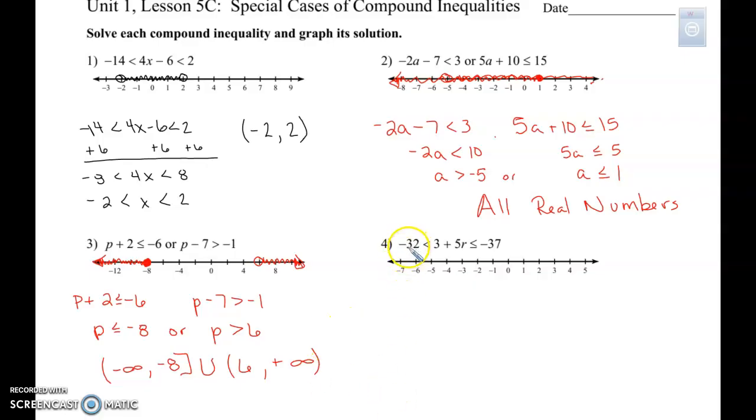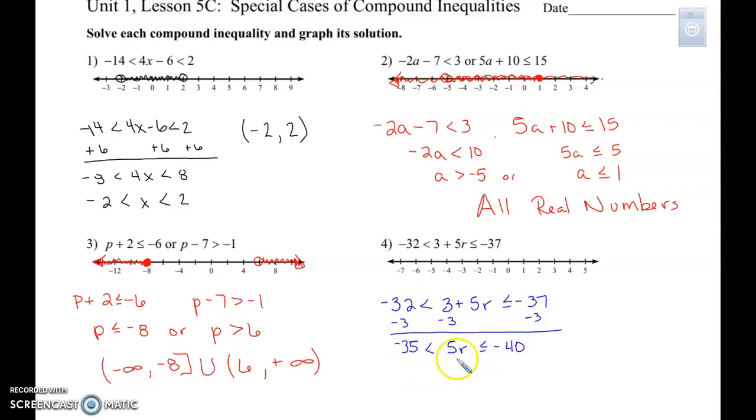Looking at number 4, we have a compound inequality. This technically is supposed to be an and because we have that variable in the middle, and then we have 2 inequalities. So it's like one whole sentence together. So -32 is less than 3 plus 5r, which is less than or equal to -37. When we're going to solve this, we have to take this and -3. So we're going to subtract it from the beginning, the middle, and the end.